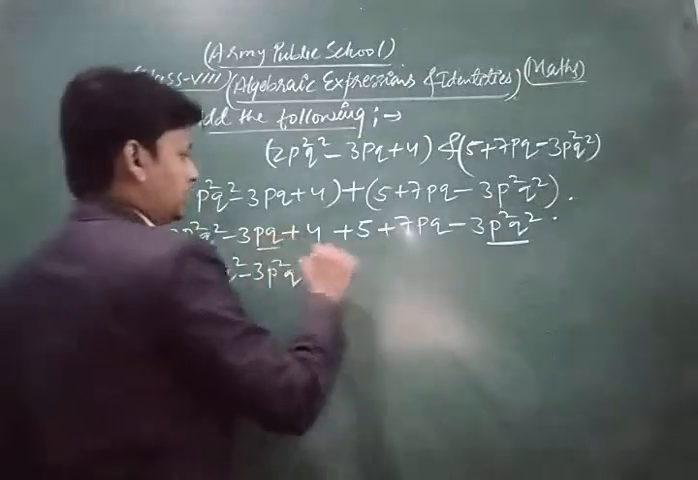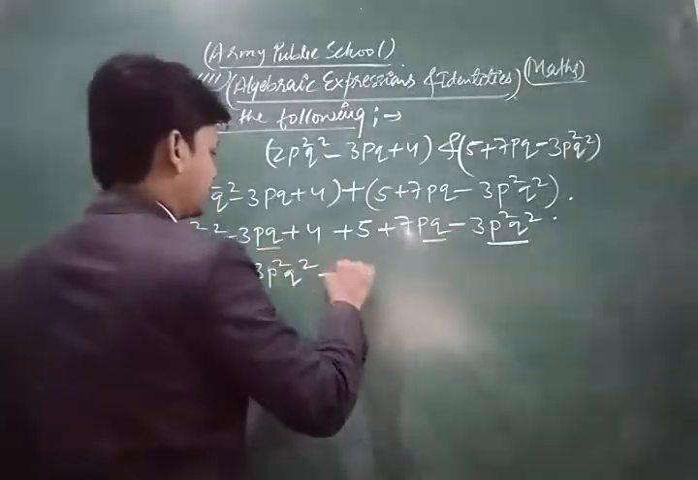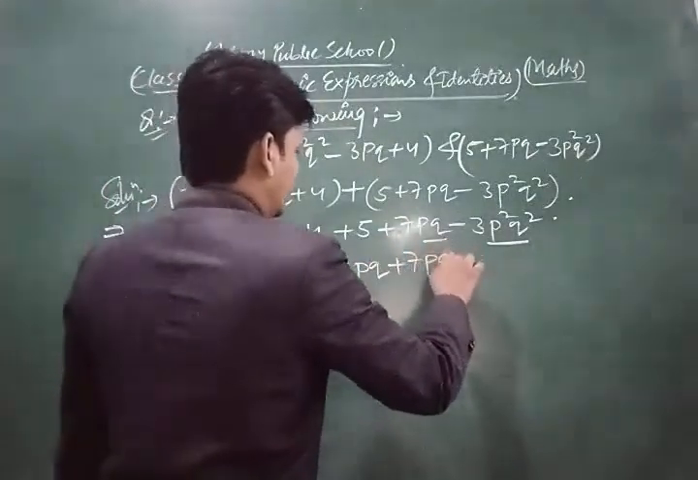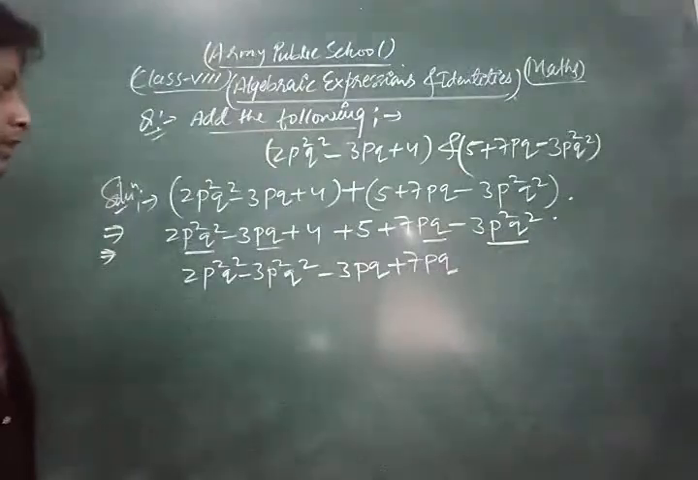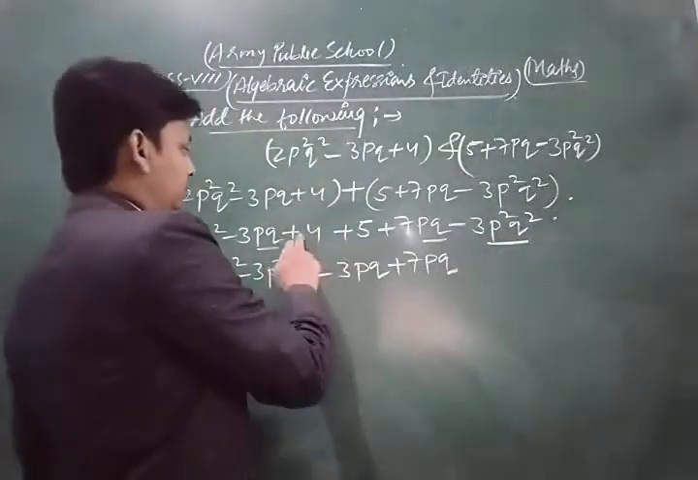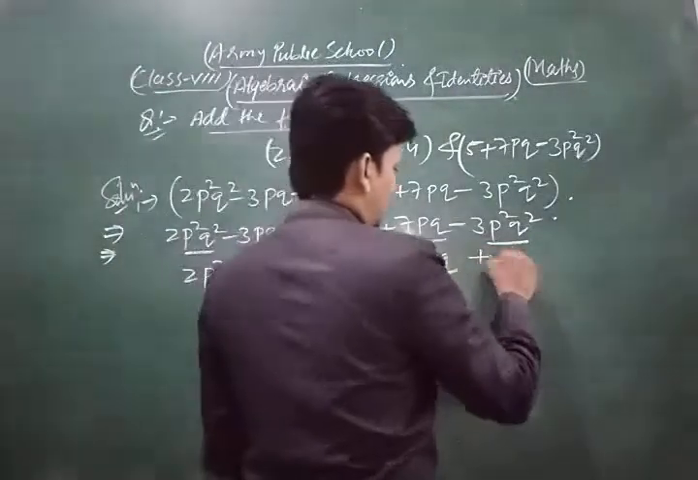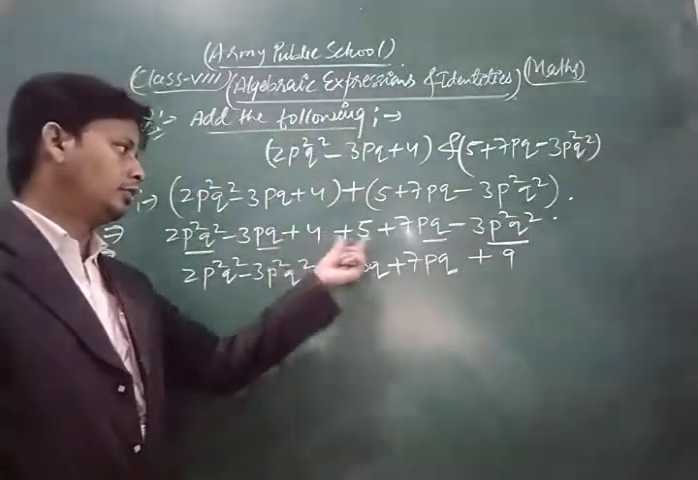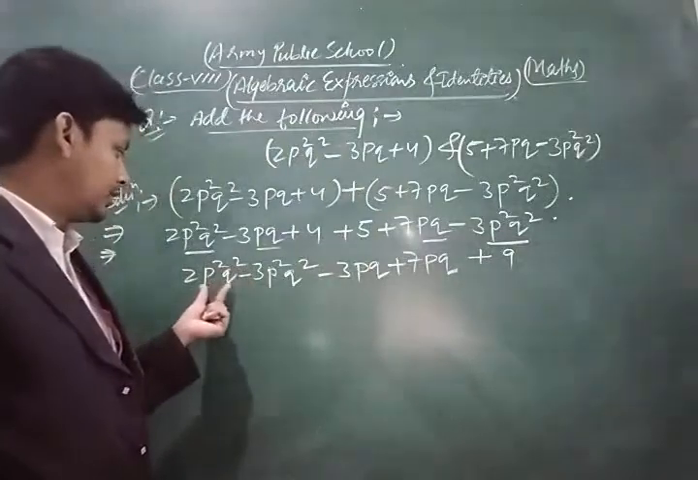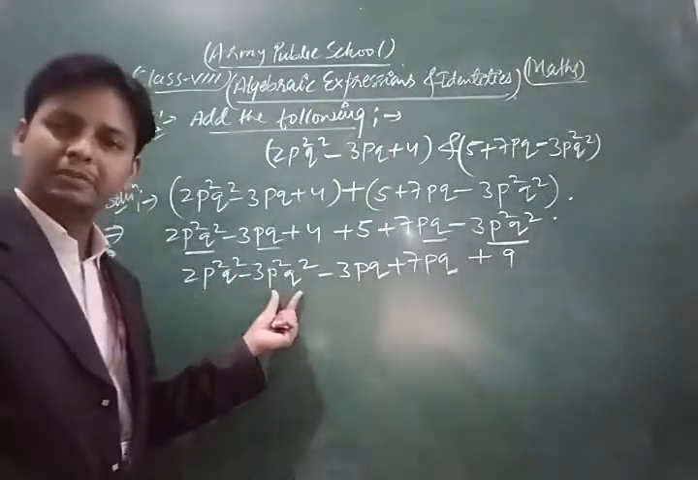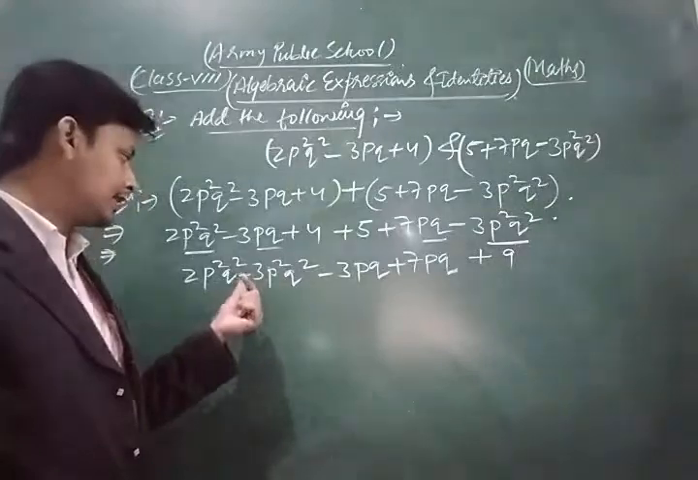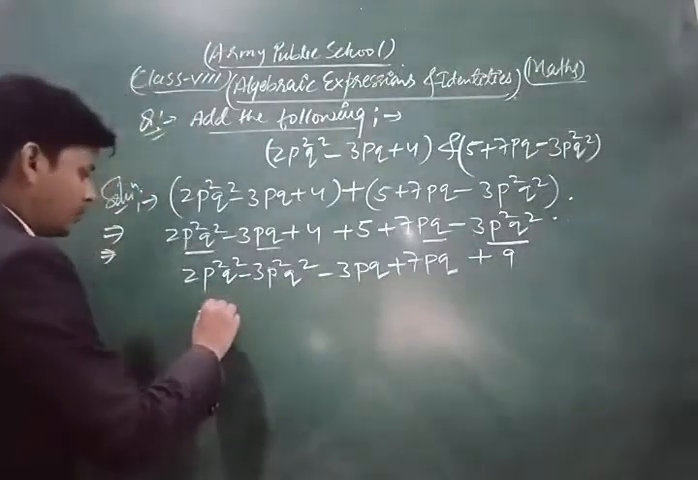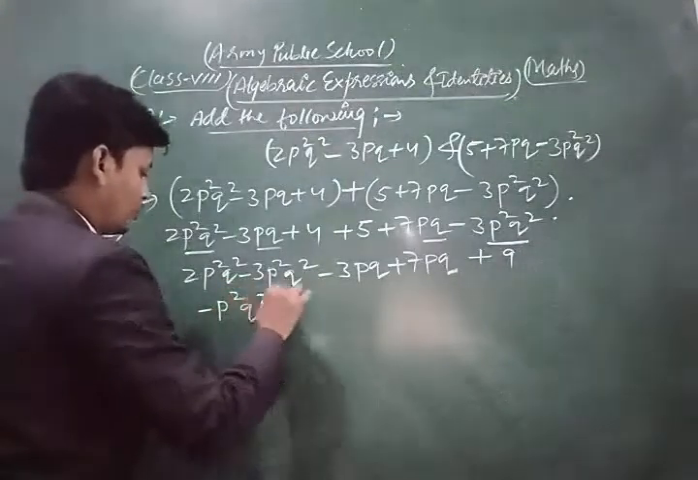Similarly, this is pq, this is also pq, so this is minus 3pq and this is plus 7pq. We take them together. Now the constant terms are plus 4 plus 5, that is plus 9. Now look, this is 2p square q square, this is 3p square q square, they are both like terms. So this is minus 3, this is plus 2. So we have minus 1 p square q square.